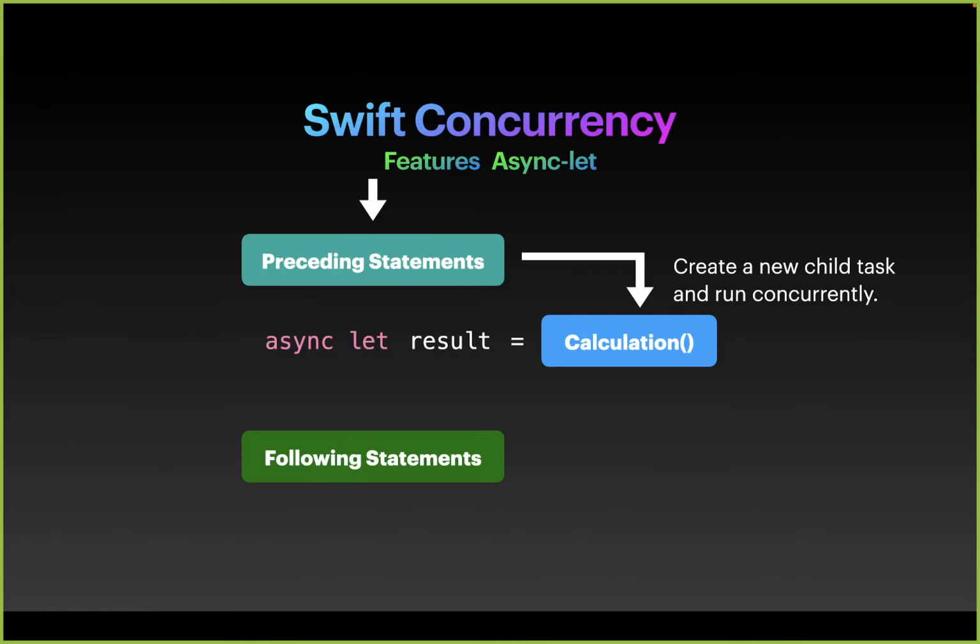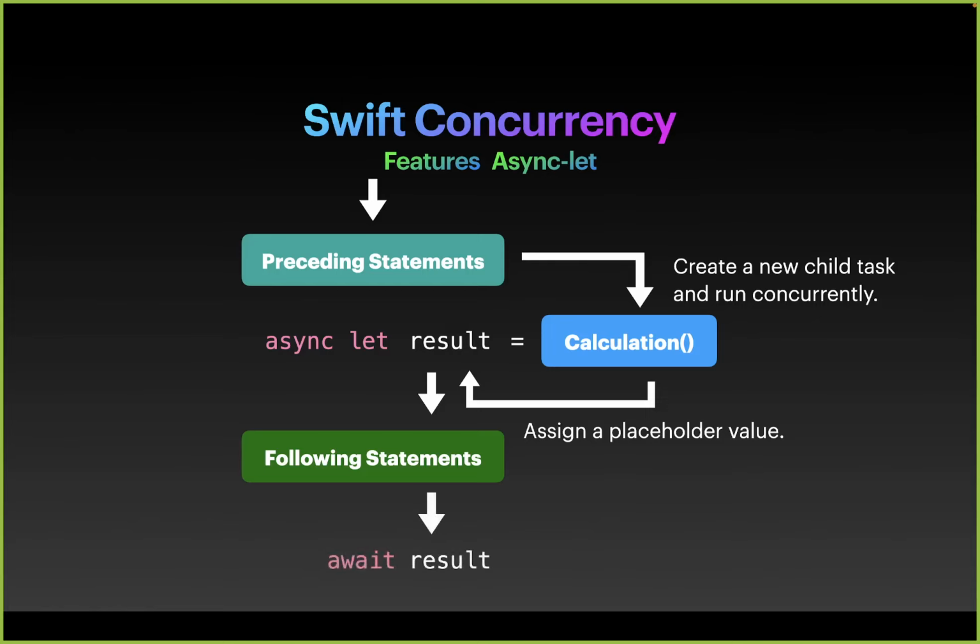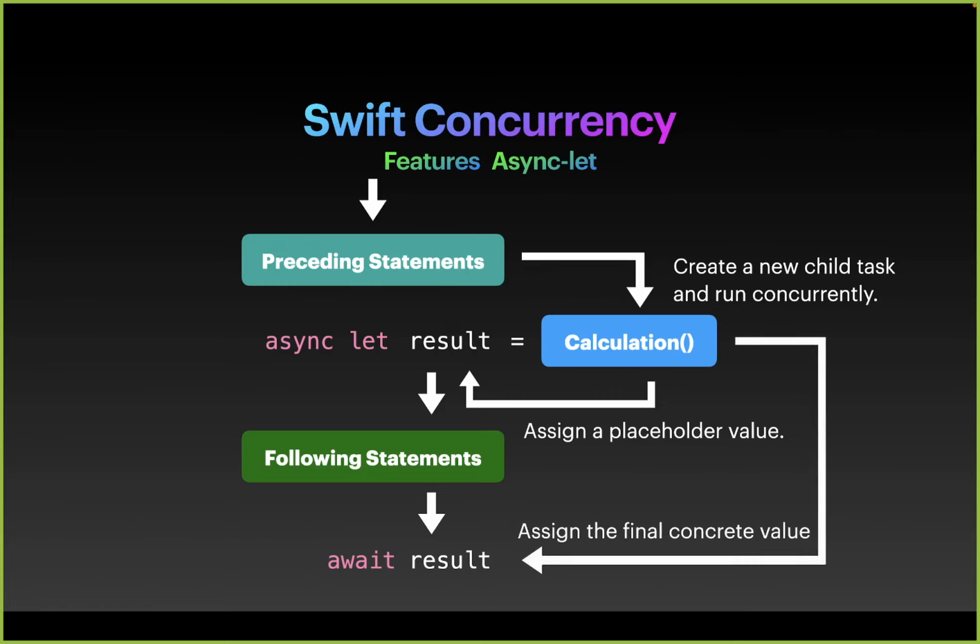When we get to the calculation function, you just assign a placeholder value to this result. It does not contain any concrete value yet, because there is some calculation happening behind the scenes right now. It can still keep executing all the following statements until we actually want to use the result, where we use await. The execution stops right here and awaits the calculation function to finish, and after it finishes, you can assign the concrete value to this result.